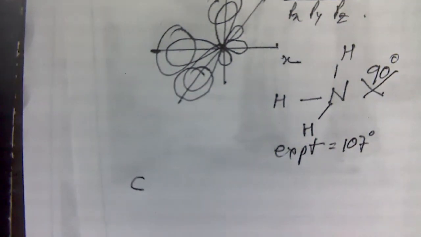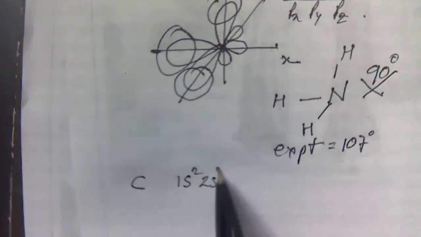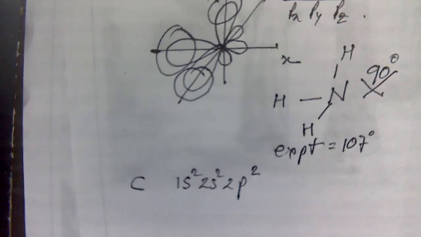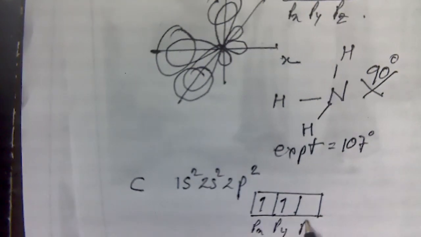Carbon can form so many compounds, isn't it? Carbon is 1s2, 2s2, 2p2, isn't it? So this is filled up. How many unpaired electrons? It has only 2 unpaired electrons. Px, Py, Pz is vacant only.